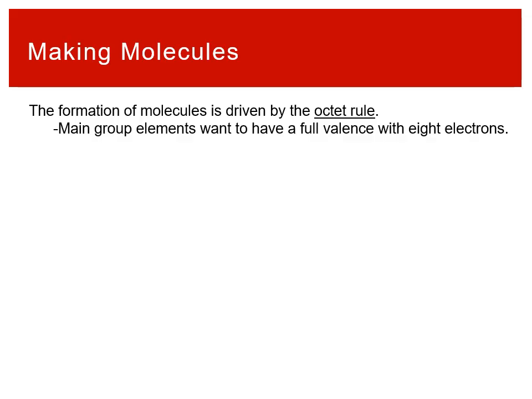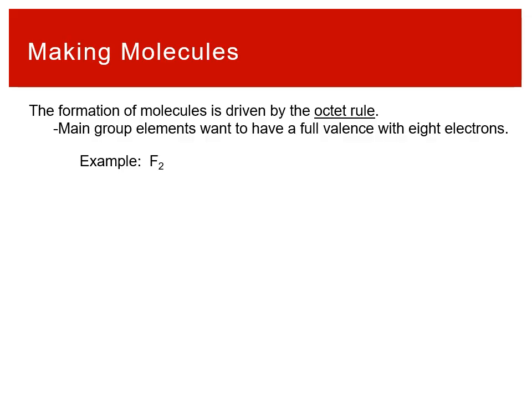So the underlying principle is still going to be the same octet rule we saw for forming ions. Basically main group elements, so those S and P blocks, they want to have full valences with 8 electrons, right? They want to get 8 electrons to fill their valence. We call that the octet rule because it's the 2 S electrons and the 6 P electrons for a total of 8.